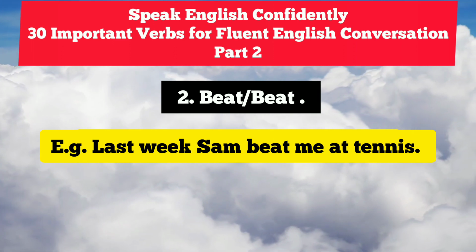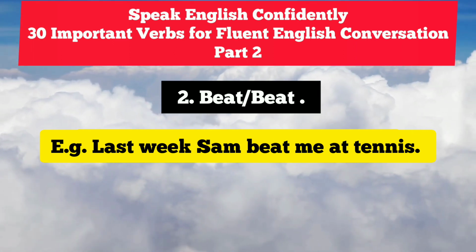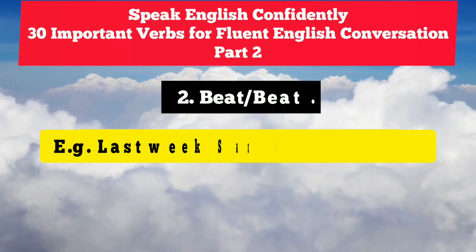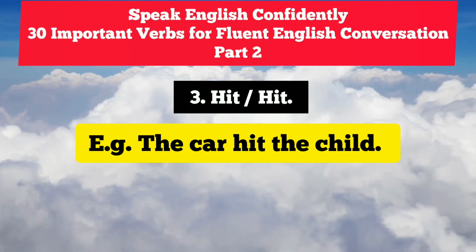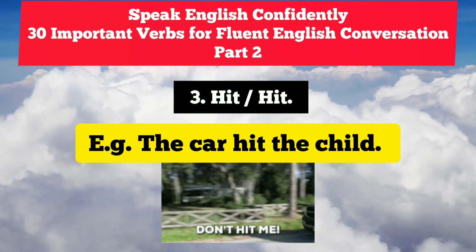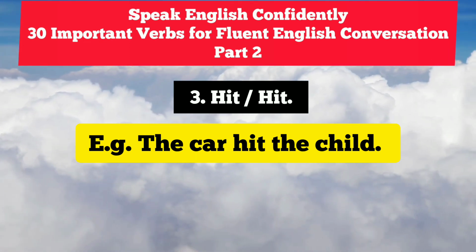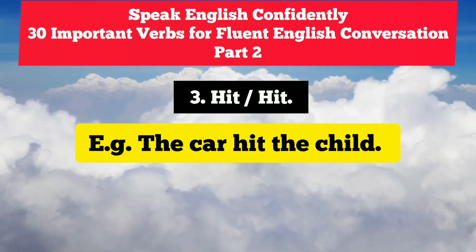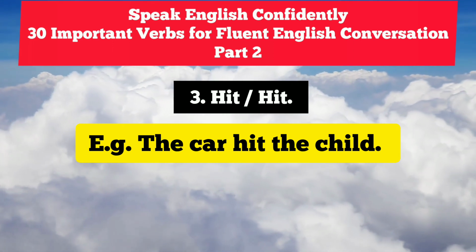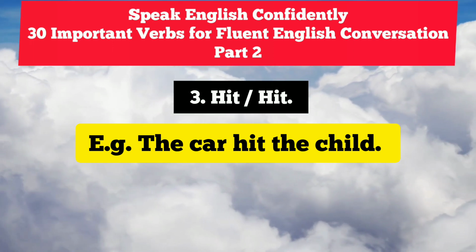So up next, we are going to turn our attention towards the third interesting irregular verb, which is hit. And again, it does not change since it's an irregular verb. It remains same. Hit remains hit in past also. So let's see how to use it. The car hit the child. Here I'm using that in past, as it does not change, hit remains hit.